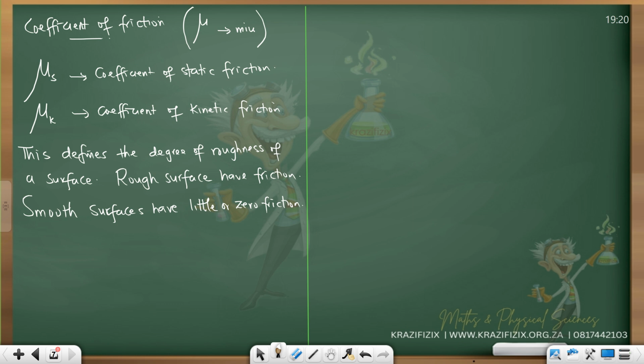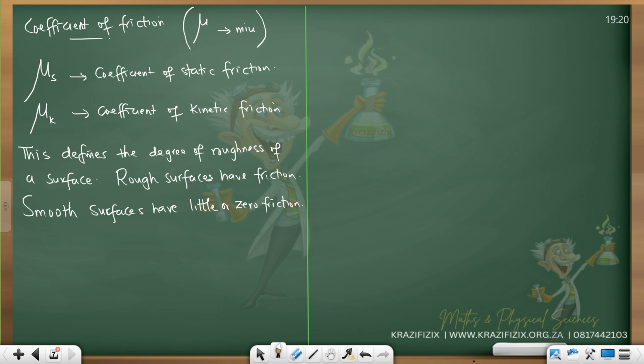So friction allows us to walk. The reason why we can walk is because the road is rough. That's why if we pour water on the ground, the road becomes smooth. You fall down. If you put grease on the ground and you step on it, what happens? You fall. Why? Because the surface is now smooth. So rough surfaces have friction.